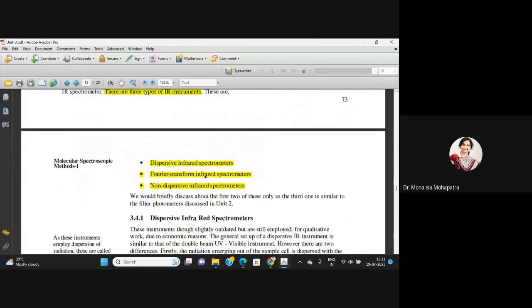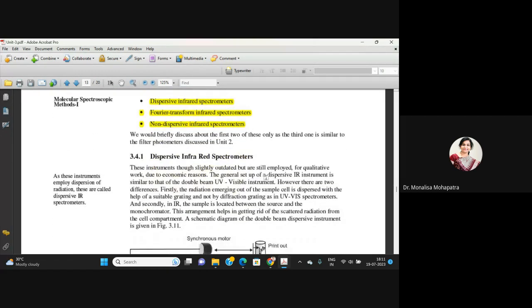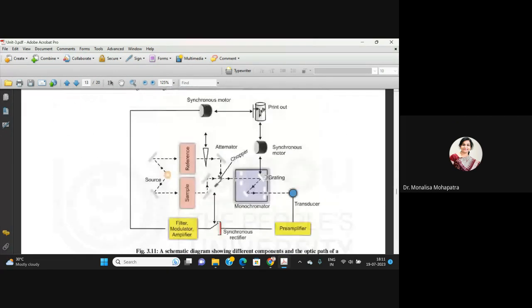Okay, so there are basically three types of instruments: the dispersive IR spectrophotometer, the Fourier transform infrared spectrometer, and the non-dispersive IR spectrometer. Okay, everywhere you will be seeing the basics. There will be a source, then from the source the IR radiation will be falling on a reference or sample, or UV visible radiation is falling on a reference or sample.